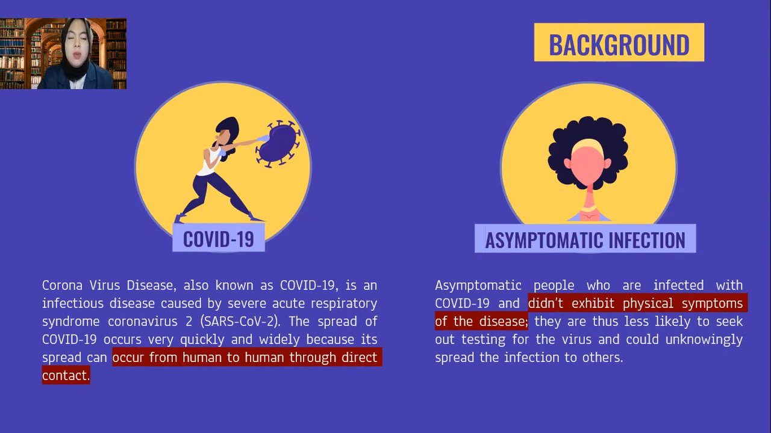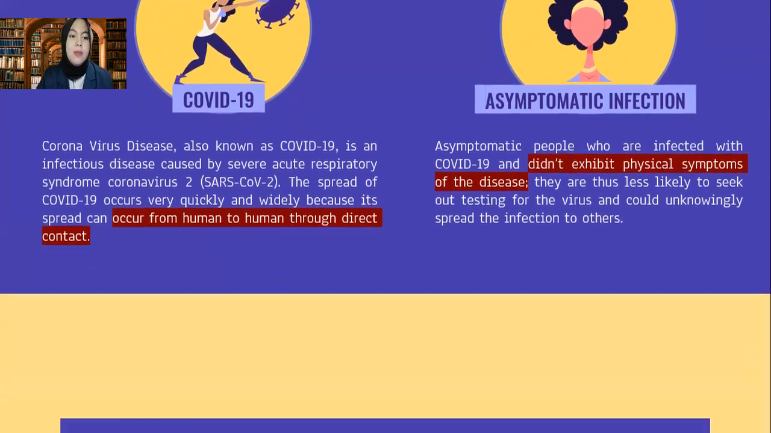What is asymptomatic infection? Asymptomatic people are infected with the virus, but they do not exhibit the physical symptoms of the disease, such as high fever, coughing or sneezing, and they do not lose their sense of smell or taste. So they feel like they are healthy, like a normal human with a healthy body. Thus, they are unlikely to seek help, so they will unknowingly spread the virus. They are sort of like a carrier for the virus.